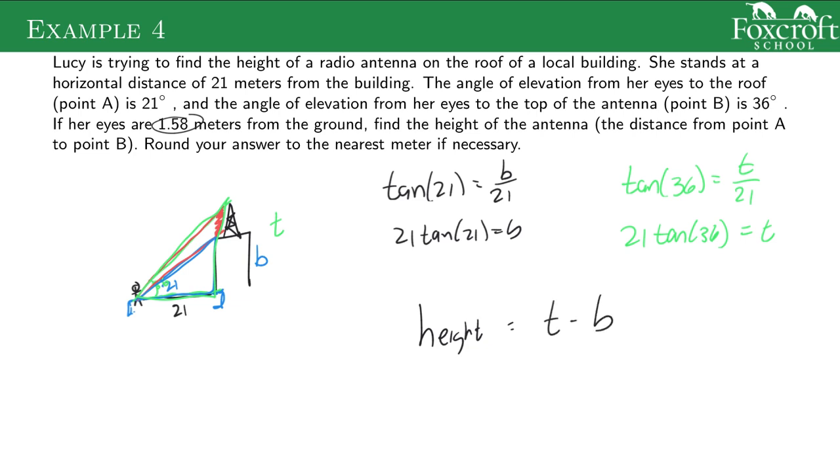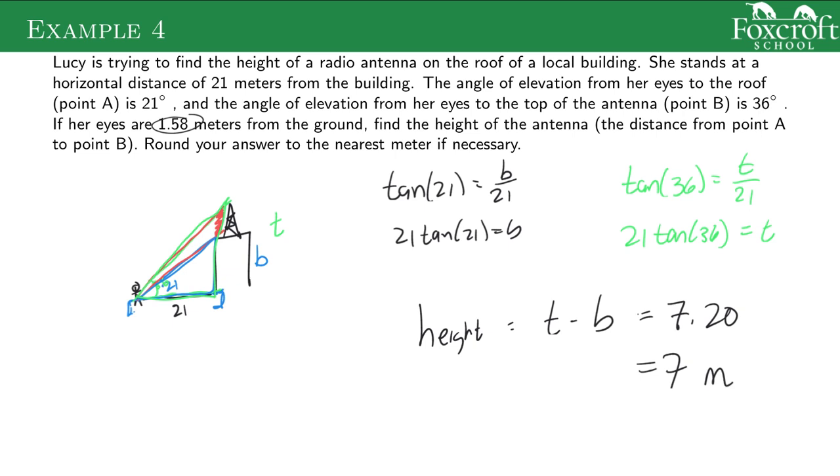If I type those into the calculator, 21 tangent of 36 minus 21 tangent of 21, you can type these in separately and then subtract them. I'm just doing it all at once. And then I'm going to round to the nearest meter. So the answer I get is 7.20. Rounding to the nearest meter is 7 meters.